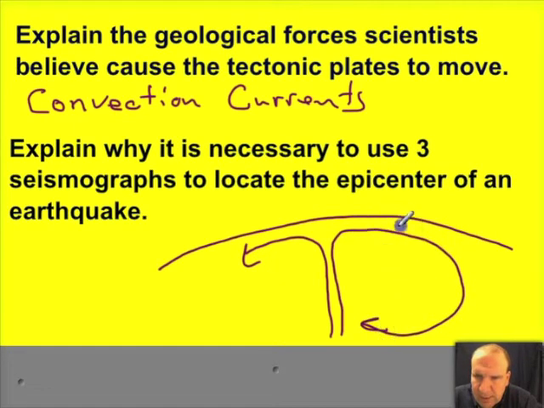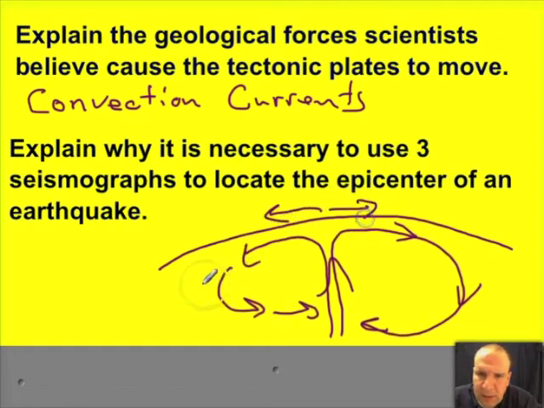Let me draw that. I'm going to draw some arrows in here. And it's these parts where the plates are moving away. And if you have another convection current coming here and coming down, this is where 2 plates will come together. And this is what scientists believe is the main reason why the plates move.